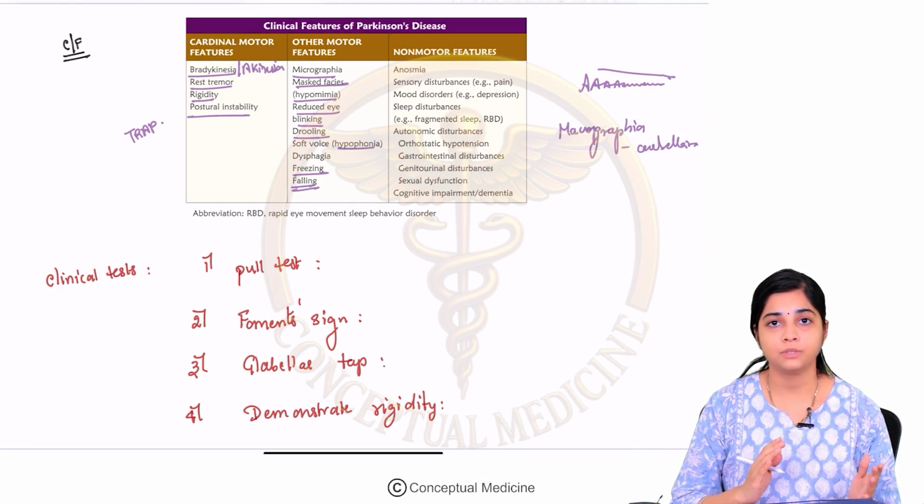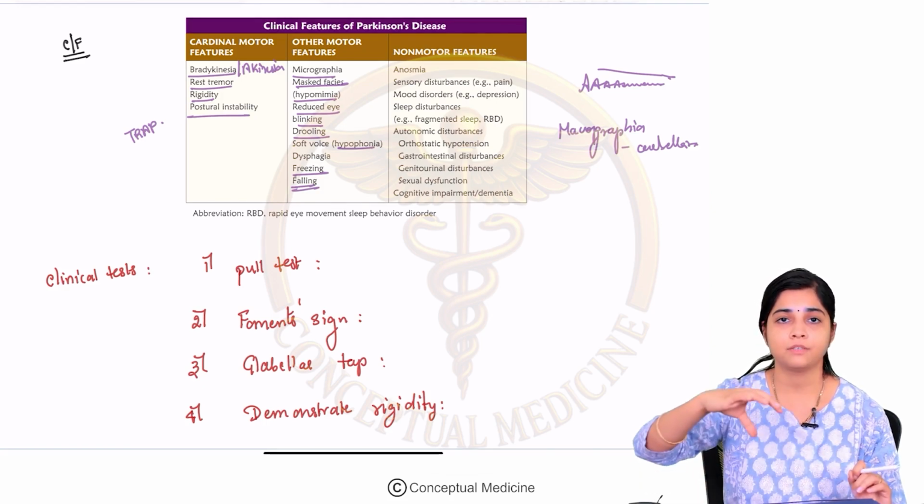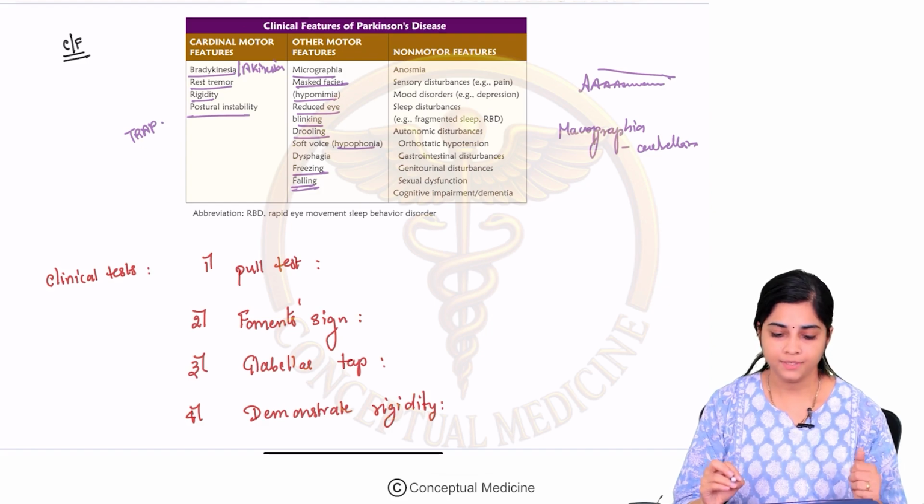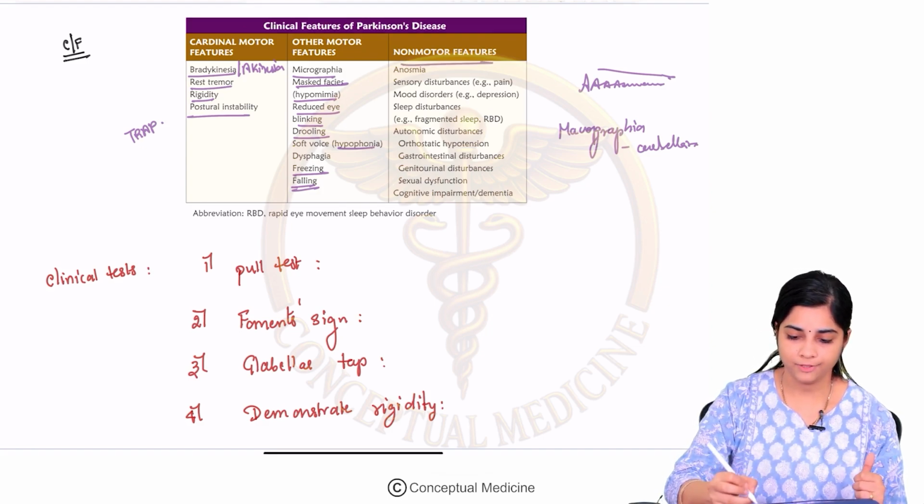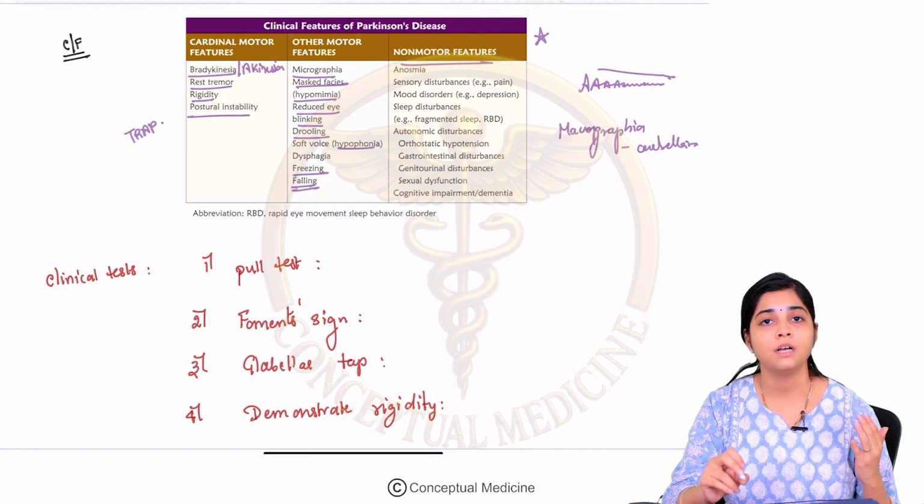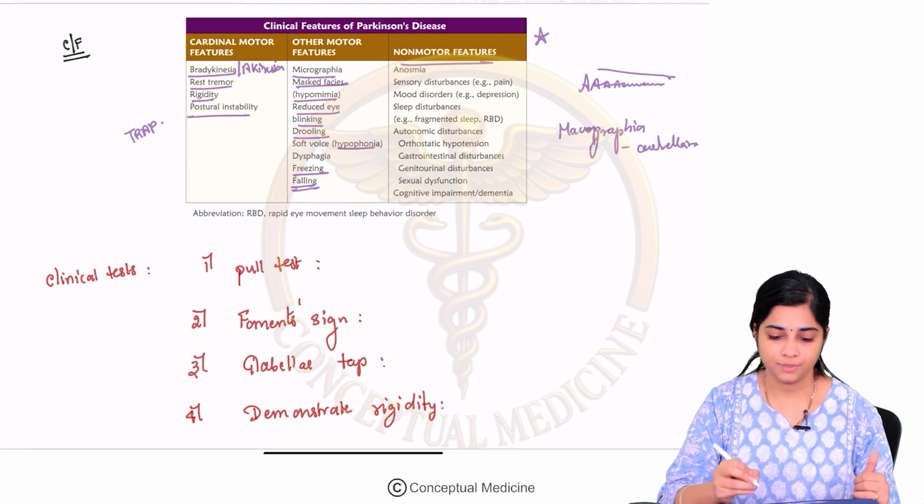So if you ask them to turn, a normal individual will turn easily, but a Parkinson's disease patient will turn en bloc. They turn like this. All right, fine. What are the non-motor features? Very important that though this is a movement disorder, though this is a hypokinetic disorder, there are certain non-motor features that we should be aware of.